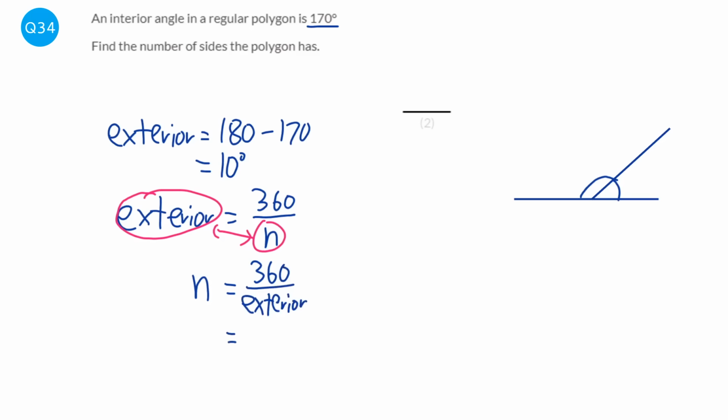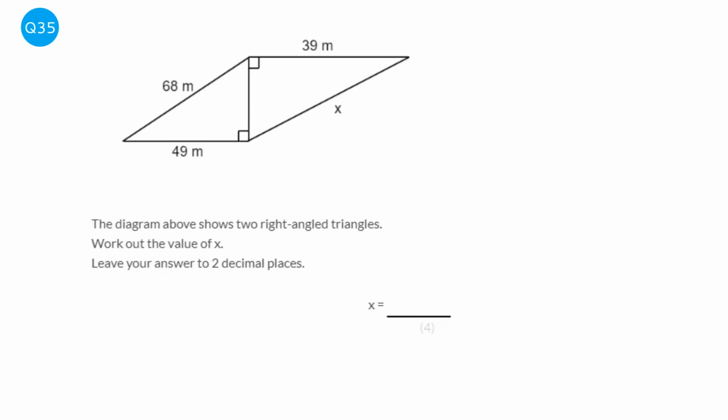So 360 divided by the exterior angle. Well, we know that the exterior angle is 10, therefore n is 360 divided by 10, which would be 36. We can't work out what x is straight away, but we can find this value here.